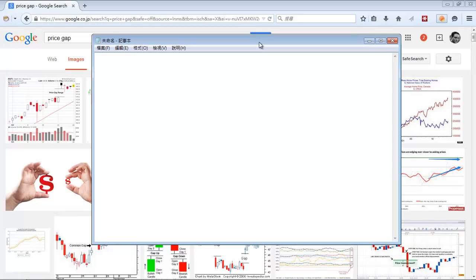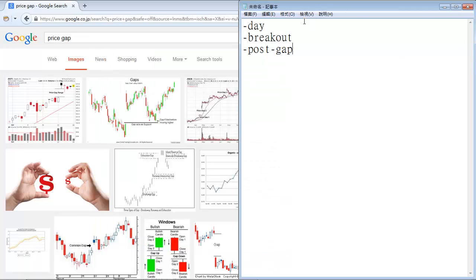So let me give you a list of 3 types of gap trading strategies that are actually profitable and possible. They are day trading gaps, predicting gaps, predicting a breakout and then riding that gap, and finally post-gap trading. So let's start with day trading gaps.